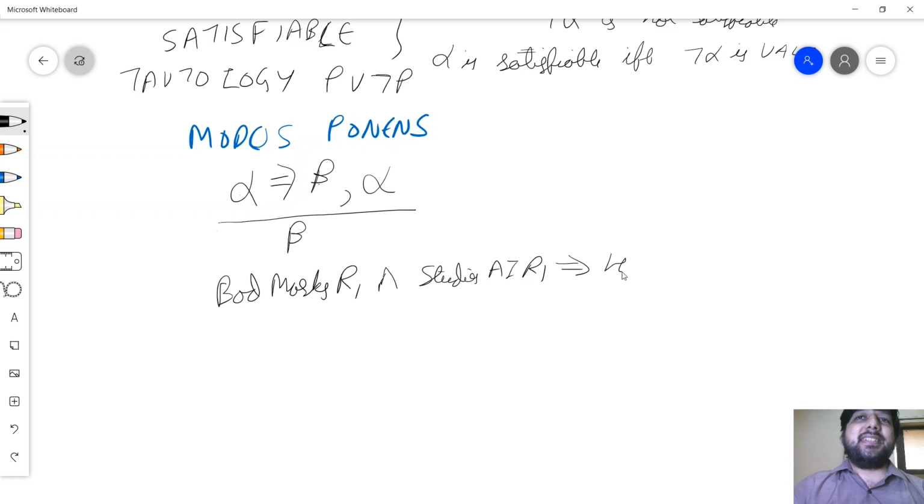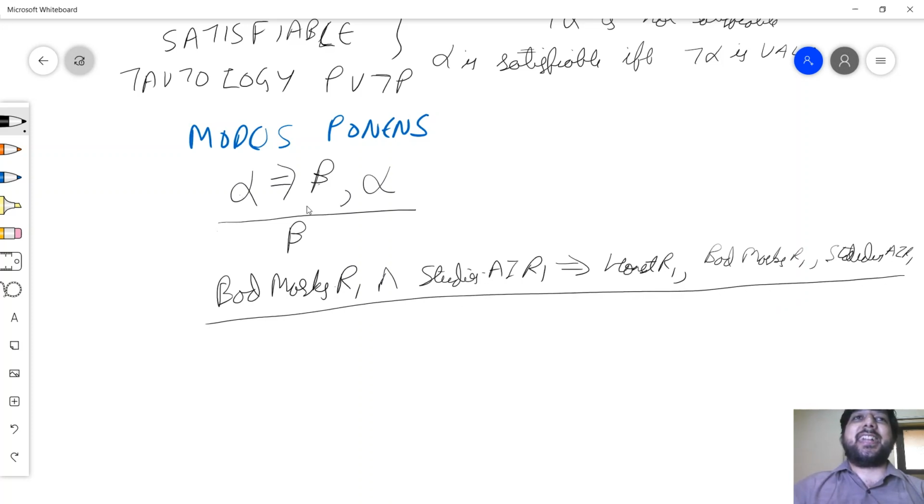It implies honest are 1. This is what I was given. I'm also given the fact that bad marks are 1, and I'm also given the fact that studies AI are 1. All these are facts that I'm given. This is given, this is given. That means by modus ponens, I can derive beta, or I can say honest are 1. And that's exactly what I did. So this is a new fact that I have derived. It's sound, it's come from observations, and this is an application of modus ponens.